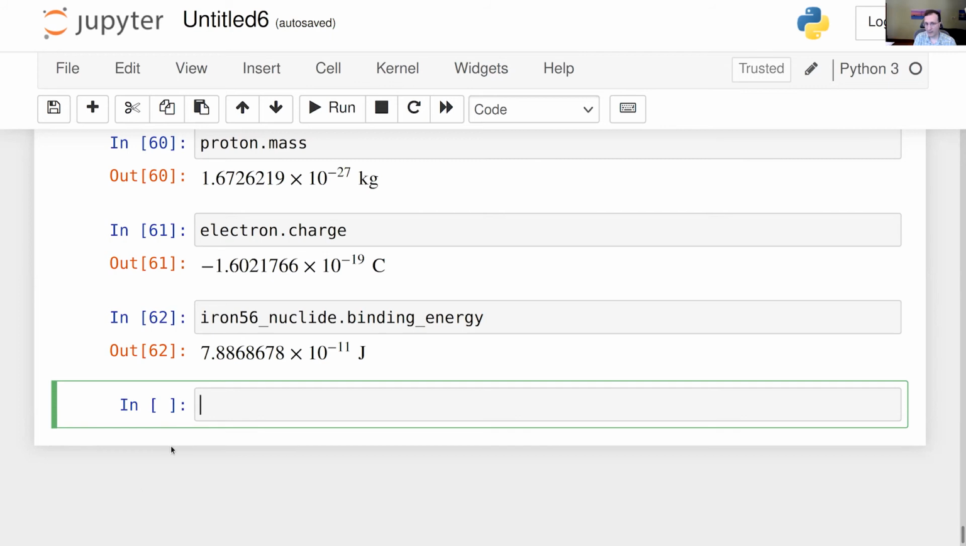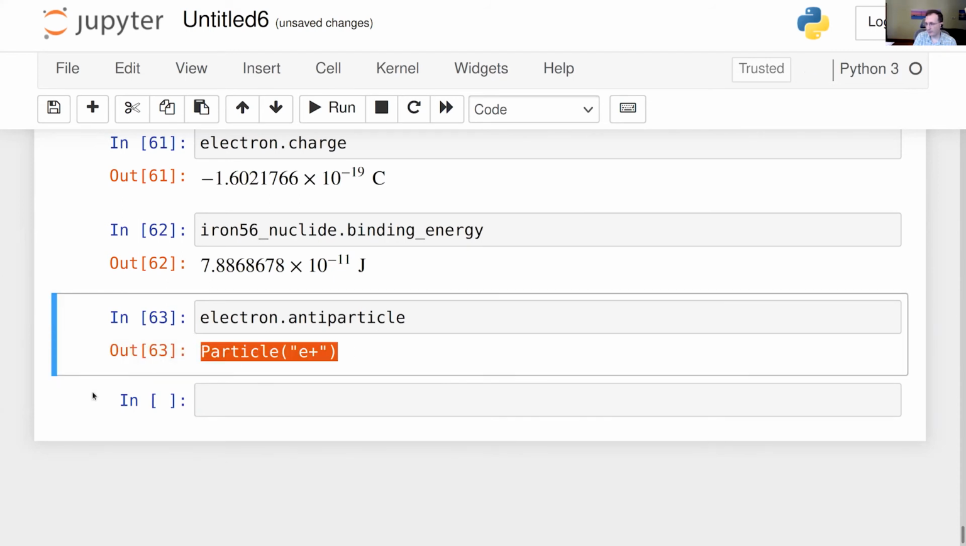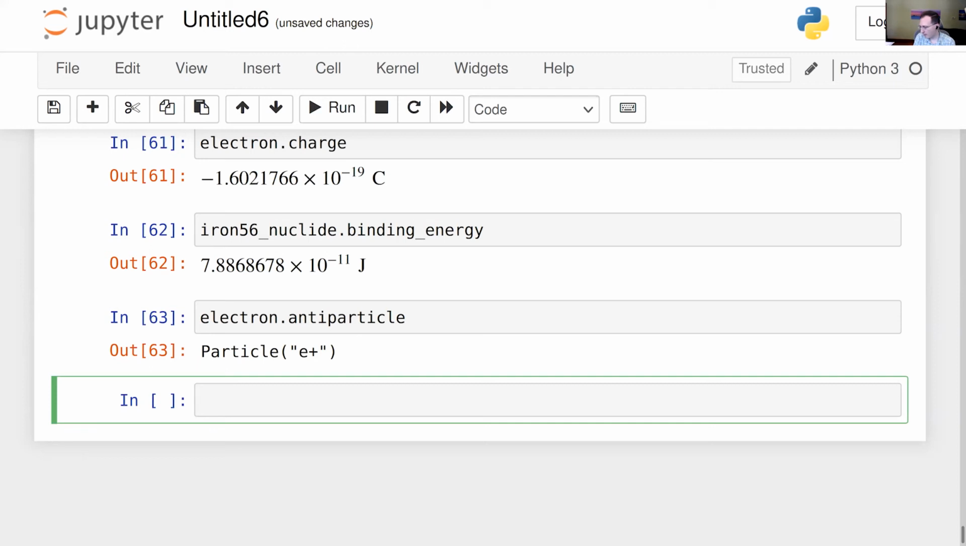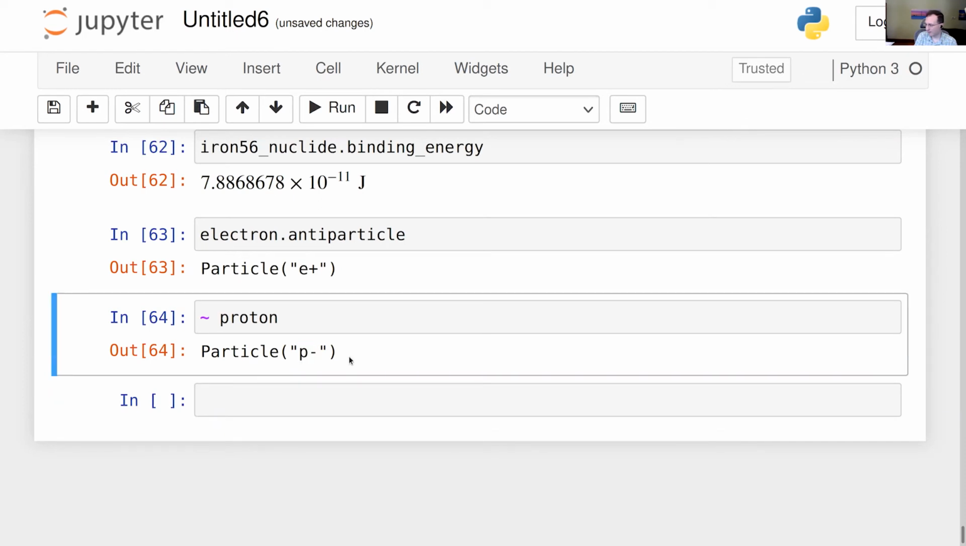All right. So we can also get antiparticles. So electron.antiparticle gives us a particle object for a positron. And there's also a shortcut. We can use the tilde, which represents a bitwise invert operator. We use it to represent inverting a particle to an antiparticle. So if we do tilde proton, we get an antiproton.